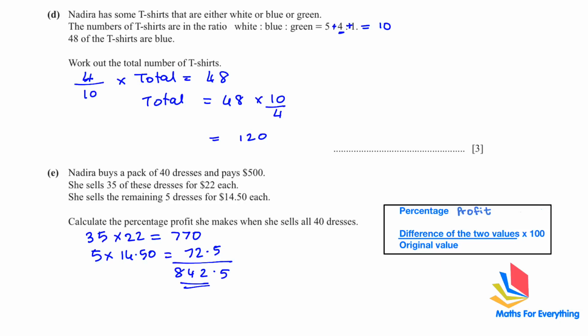So the difference between the cost price and the selling price is 842.5 minus 500, divided by the cost price, which is 500, and then the whole answer multiplied by 100. The answer is 68.5%. Remember that whether it is a profit or a loss, increase or decrease of percentage, this is the one formula that we use for all these types of questions.